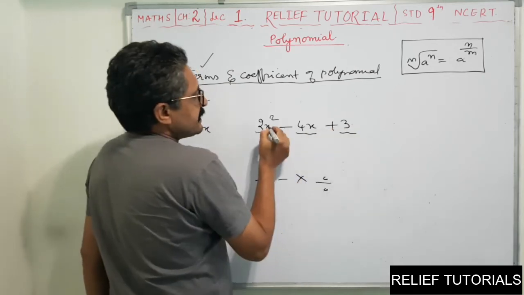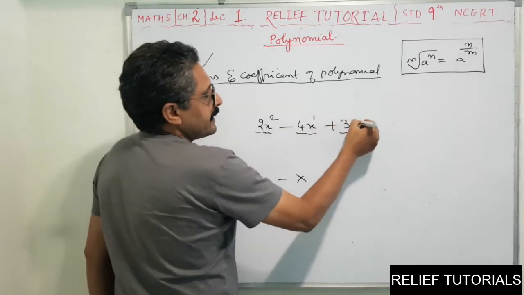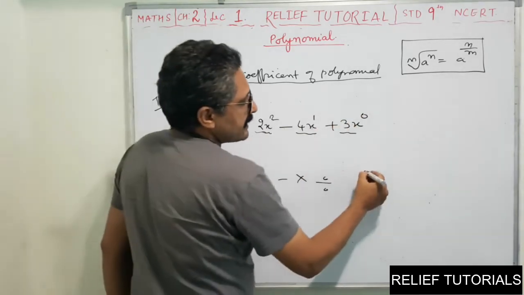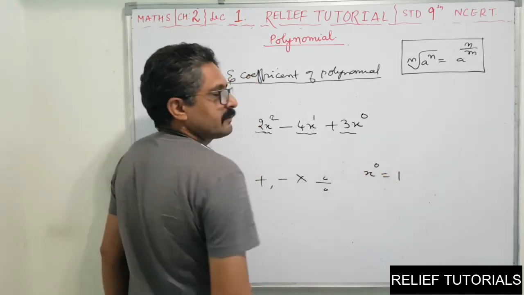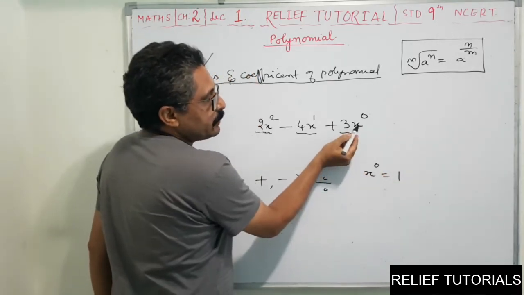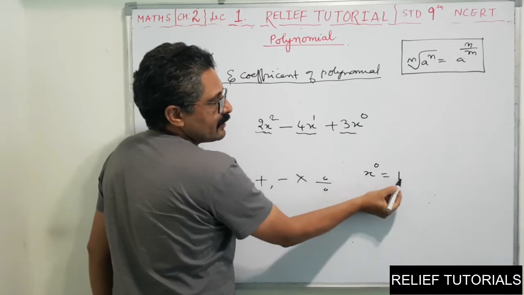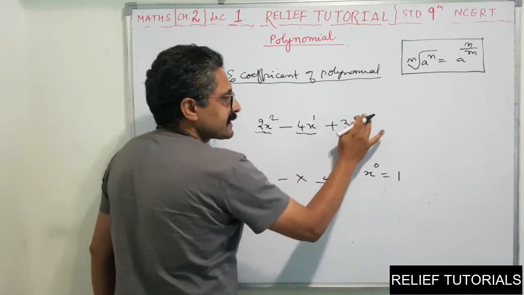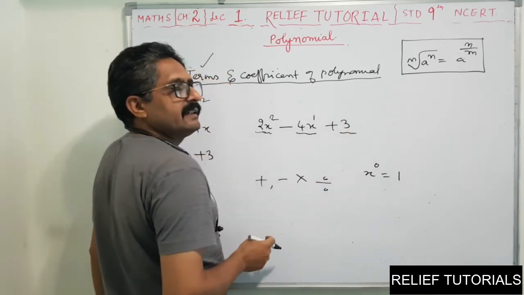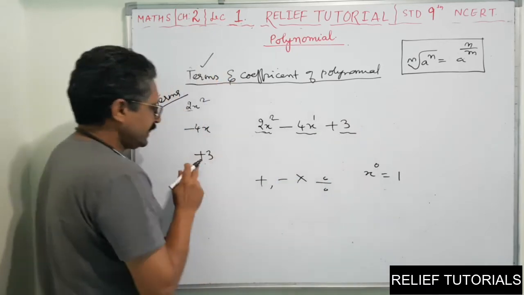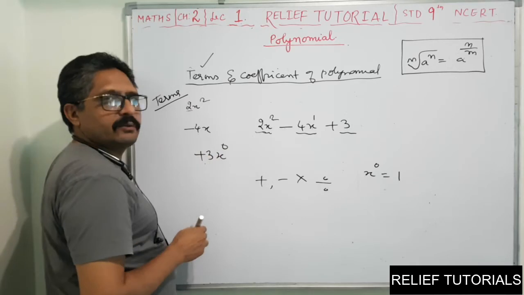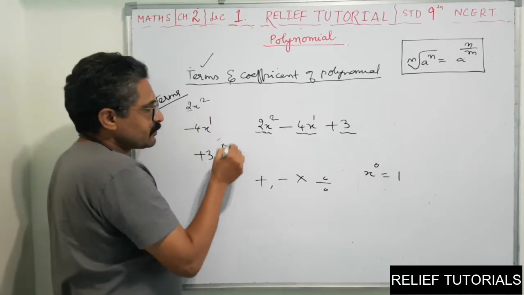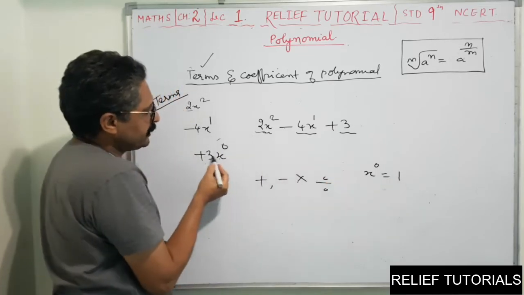See this 3, x square, x raised to 1, and I can write here x raised to 0. Why? See here, x raised to 0 is equal to 1. So 3 into x raised to 0, and x raised to 0 is 1. So 3 into 1 is 3. So no need of writing this x raised to 0, we just write 3. You got it? See this term 3, I can write 3x raised to 0. x raised to 2, x raised to 1, x raised to 0. x raised to 0 is how much? 1, so 1 into 3 is 3.